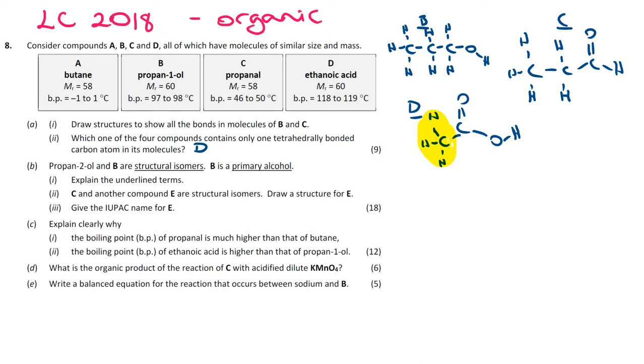Propan-2-ol and B are structural isomers. B is a primary alcohol. Explain the underlying terms. A structural isomer is a molecule that has the same molecular formula, so the same number and type of atom, and a different structural formula. So that means those atoms are arranged differently.